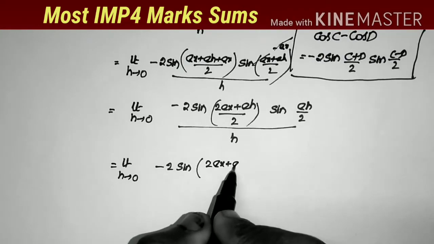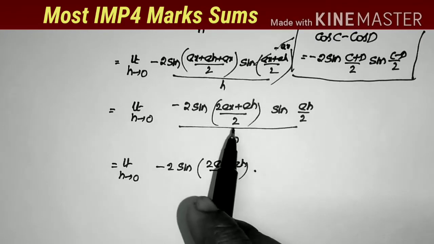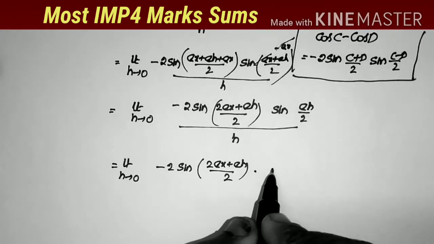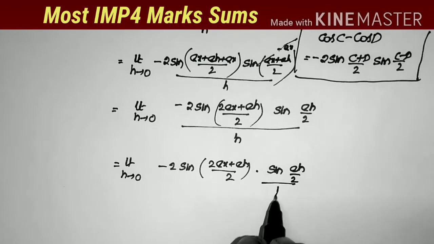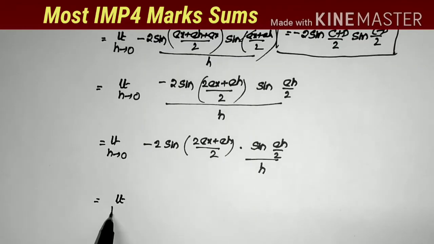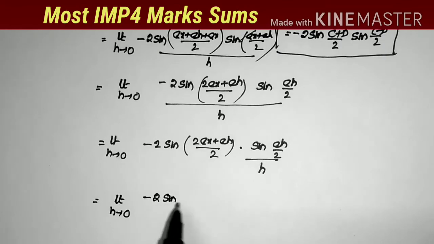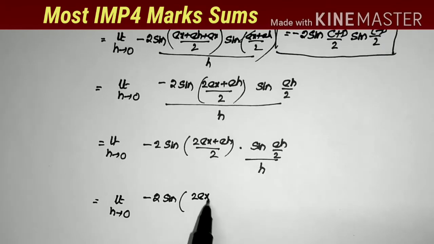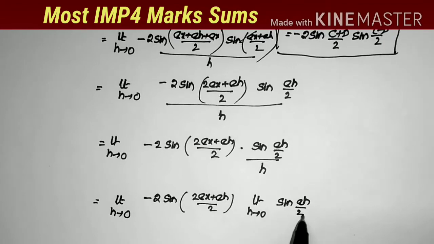Now we separate the terms here, first term into second term, and we write the denominator with the second term only: sin of ah by 2 by h. Now separating the limit values: limit h tends to 0 of minus 2 sin of (2ax plus ah) by 2, into limit h tends to 0 of sin of ah by 2 by h.